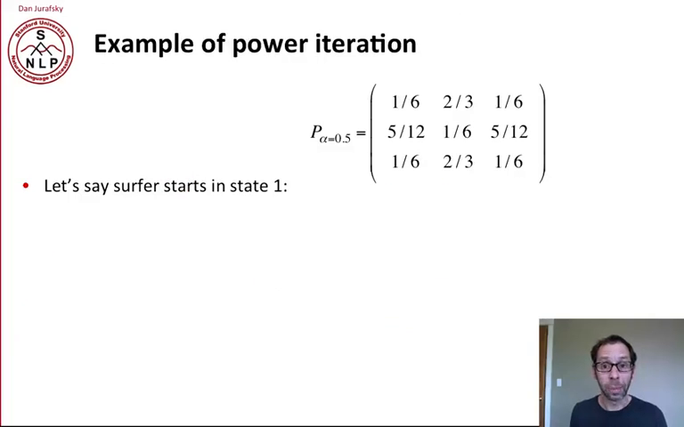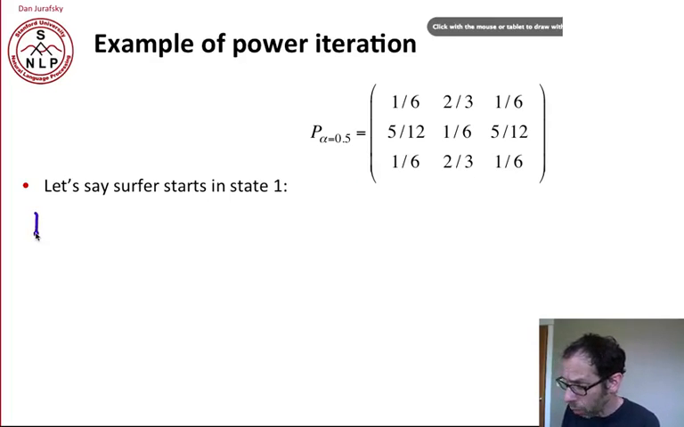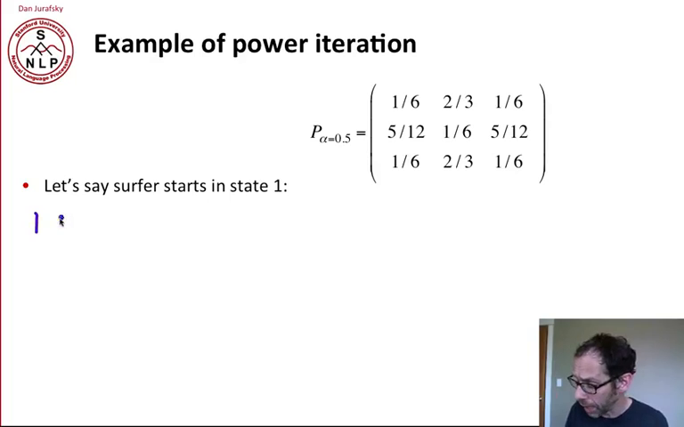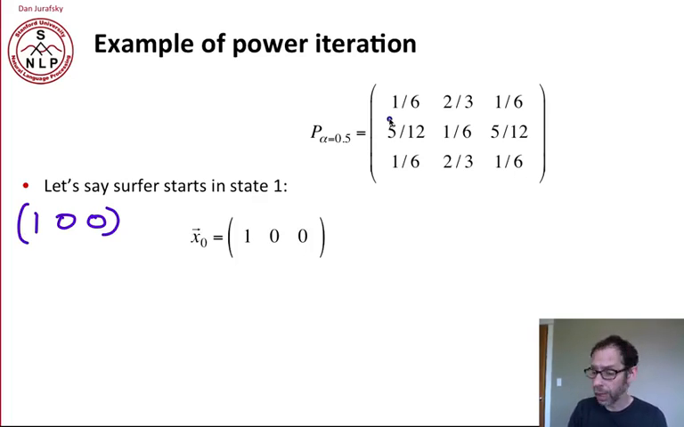So let's look at an example of power iteration. We'll use the transition probability matrix we saw earlier with a 0.5 teleportation probability. And let's say the surfer starts in state 1. That means that the state of the random walk is the vector x with a 1 in state 1, a 0 in state 2, and a 0 in state 3, because there are only 3 states in this little example. Okay, so there's x sub 0: 1, 0, 0.